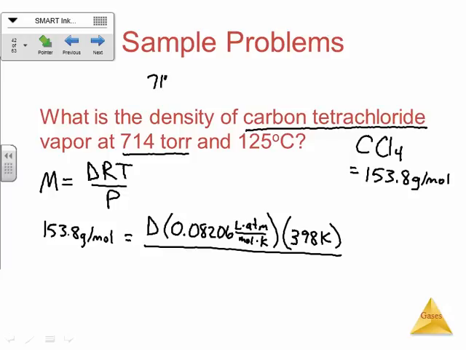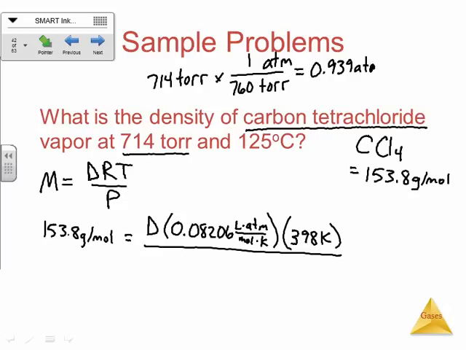To get 714 torr into atmospheres, we just remember there are 760 torr in one atmosphere. So you take 714 divided by 760, and that'll give us about 0.939 atm. Okay, and that's what we can plug in down here. That way we make sure we have the same units on these things. You just have to be really careful with that. Pay attention to what R you're using and what your units of pressure are. Okay?